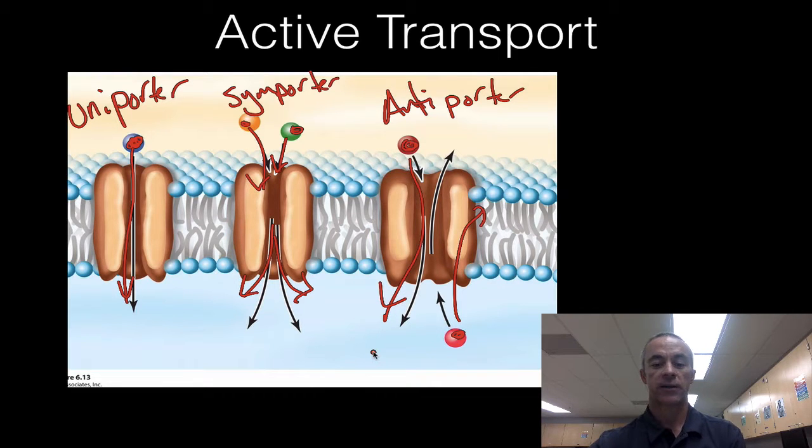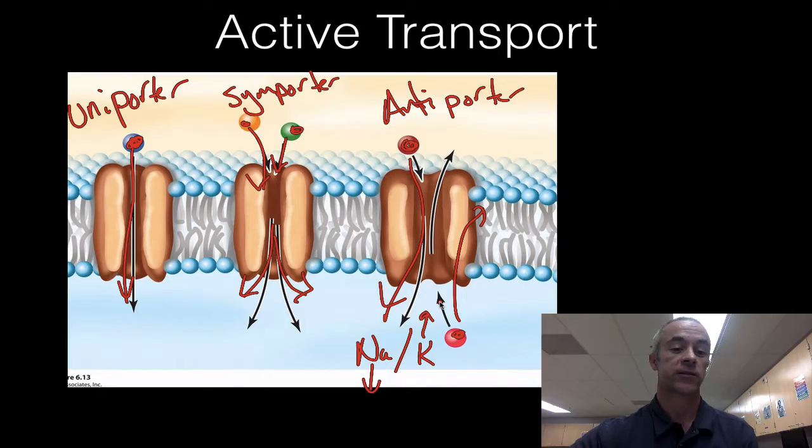And the most common example of this are what we call sodium-potassium pumps. And these generally move sodium into cells and potassium out of the cells. And this is one of the most common membrane channel pumps that you'll see found in almost every type of cell in every living organism.